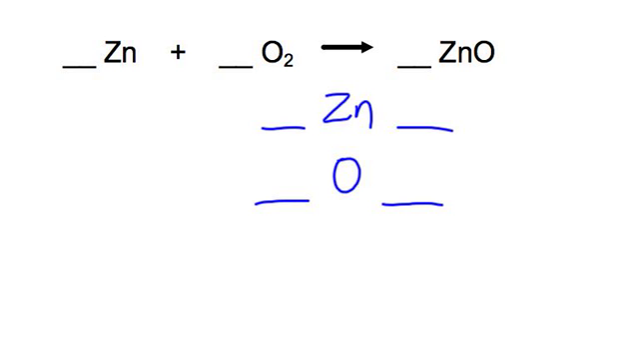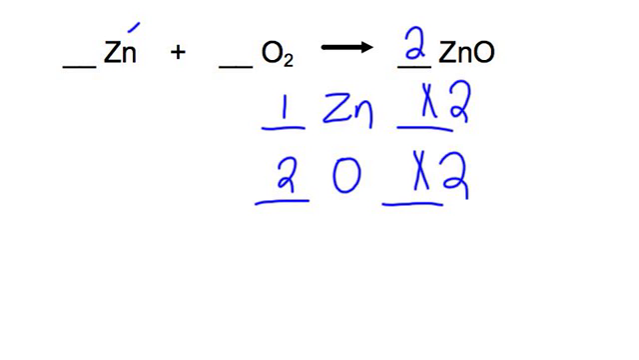So on the left side, I have 1 zinc and 2 oxygens. On the right, I have 1 zinc and 1 oxygen. So I look at this list, and I need the numbers to be the same on both sides. So then I say, okay, how do I change this? Well, I need more oxygen, so if I put a 2 out front, everything in the equation gets multiplied by 2. So that's going to change my zinc to 2, and it's going to change my oxygen to 2.